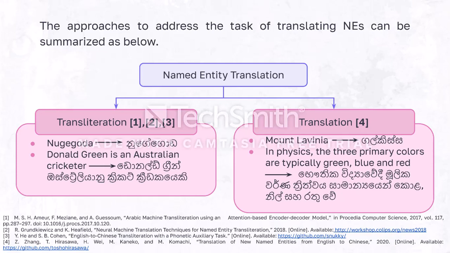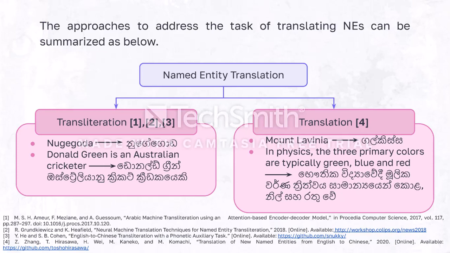This illustration summarizes the approaches that we can use to address the task of translating named entities. There are two approaches, transliteration and translation. Transliteration of named entities is the process of converting words from a source language alphabet to a target language alphabet while preserving its phonetic and orthographic features.